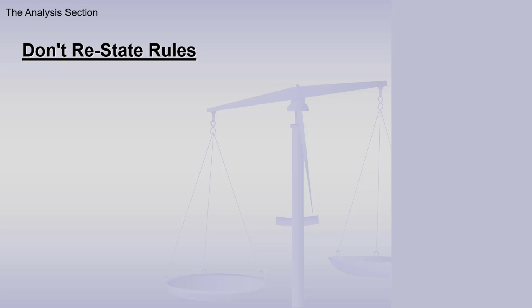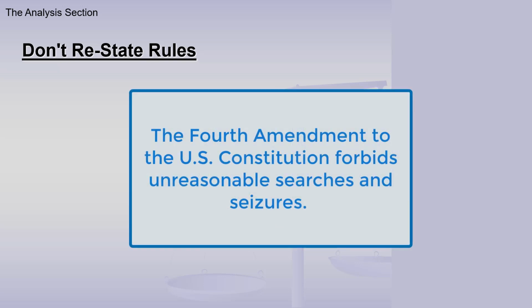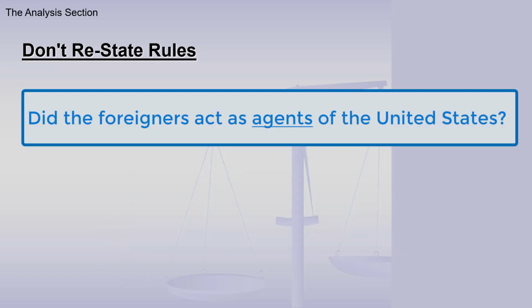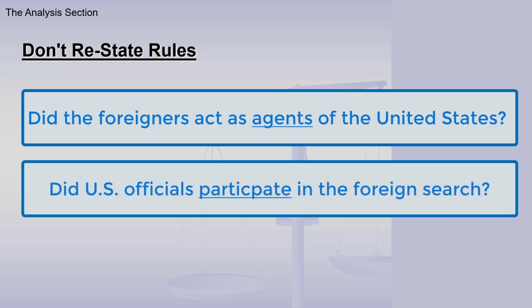Let's see an example. This example, just to set it up for you, is a Fourth Amendment case. And it has to do with the idea that the Fourth Amendment does not apply outside the geographic boundary of the United States except when the foreign actors are acting as agents of the United States or when American officials participate in this search on foreign soil.